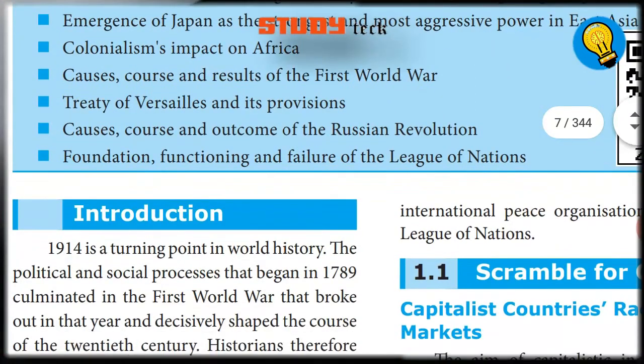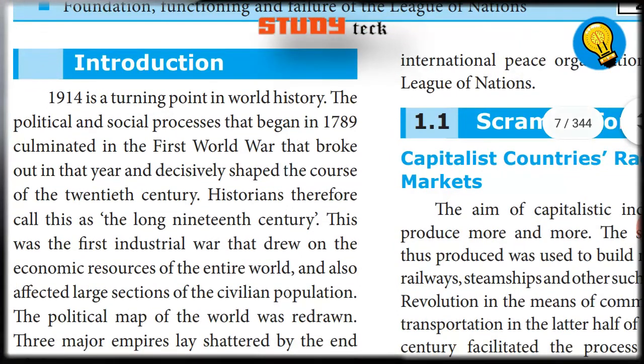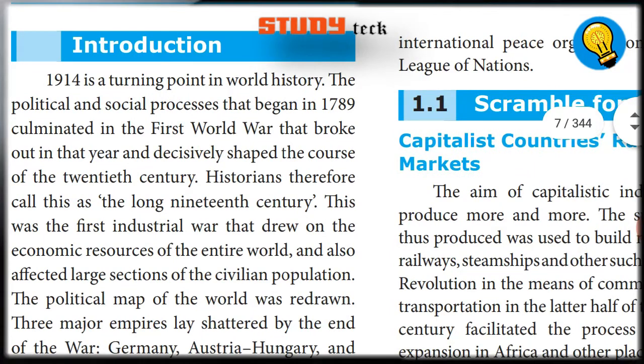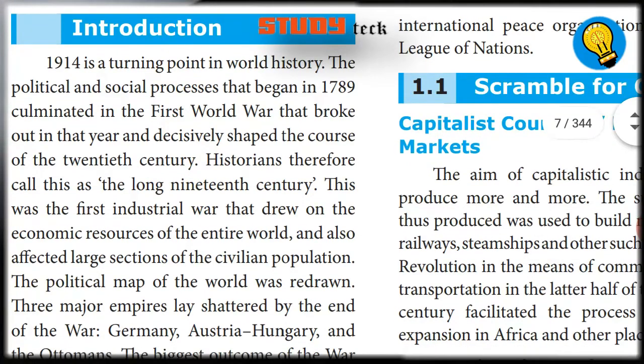Now we discuss the introduction of this lesson. 1914 is a turning point in world history. Why do we say 1914 is the turning point of history? Because in 1914 the First World War began. 1914 to 1918, four years, was the duration of the First World War. So that is the turning point in world history.